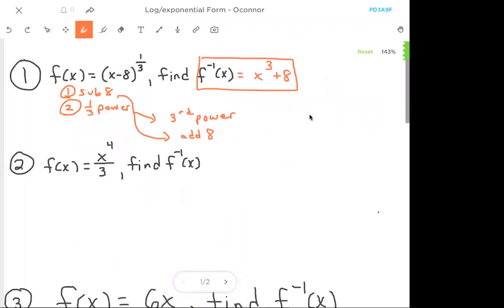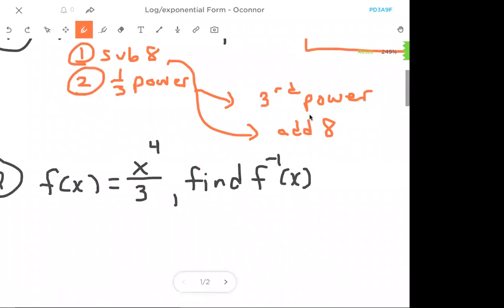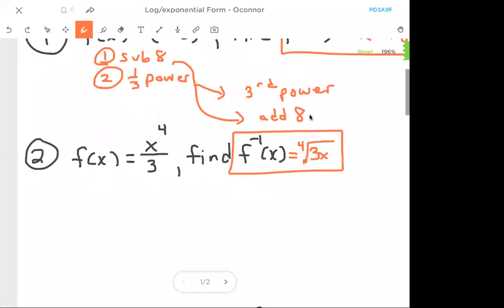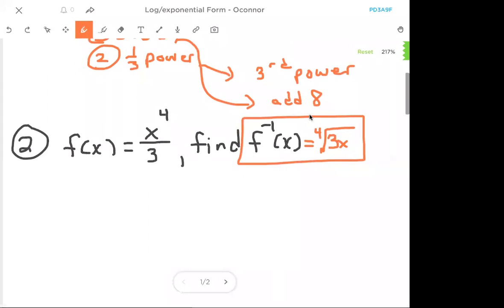All right, for the second one, if you were to plug a number into here, first thing you would do is the fourth power and then divide by 3. So I want to multiply by 3 and then take the fourth root. So that would be our inverse. So I didn't write out the steps on that one, but I can if you want me to. Please make sure you just speak up.